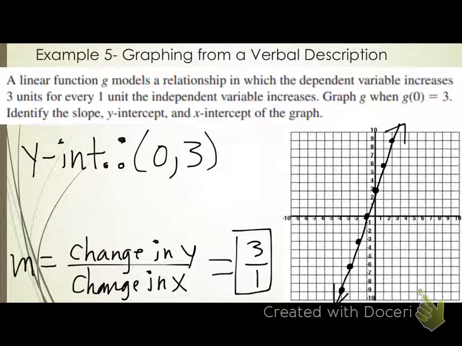So I've done everything except identify my x-intercept. But now I can find my x-intercept because I've graphed it. Where's it crossing my x-axis? Negative 1. So what's the ordered pair for my x-intercept? Negative 1, 0. Any questions on how we did all that? Did we do everything they wanted me to do? Yes, we did. We graphed it when g of 0 equals 3, we identified the slope, the y-intercept, and the x-intercept. Questions on that example?